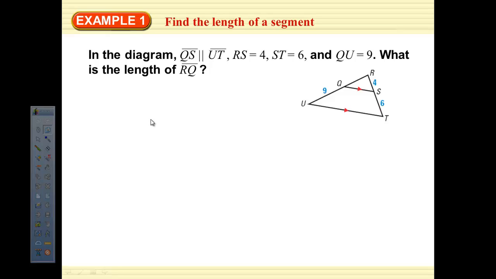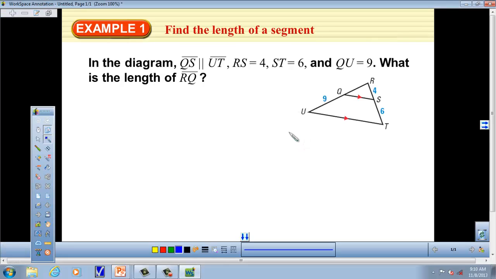We're now looking at proportionality theorems in section 6. In this figure, we're told that QS is parallel to UT, RS is equal to 4, ST is equal to 6, and QU is equal to 9. We want to know what QR is.